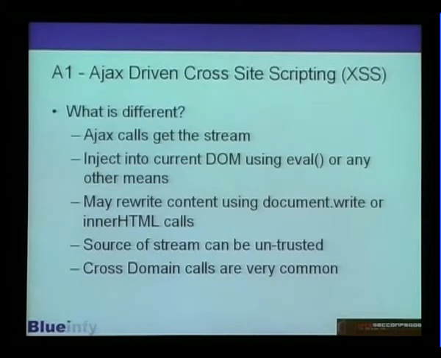First is Ajax-driven cross-site scripting, second is a JavaScript, and so on. So first is Ajax-driven cross-site scripting. What is different in Ajax-driven cross-site scripting? First is the Ajax call gets a stream. So when you make an Ajax call, you get a stream back from your server. Now when your DOM is already preloaded and a new stream is coming from the server, this stream has to be injected into your current DOM. So there is some kind of a call which will take this new stream and inject it into the current memory space. So it uses either a call called eval.